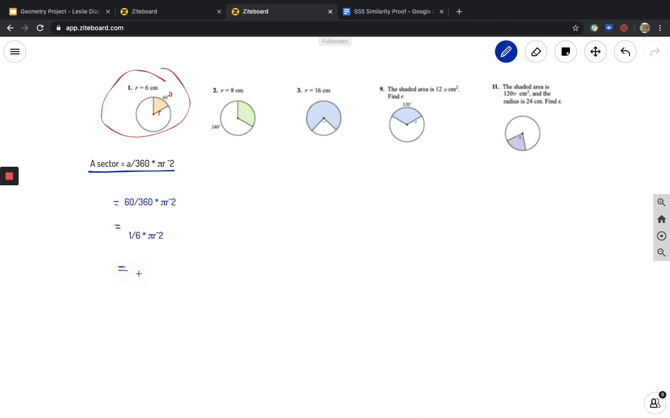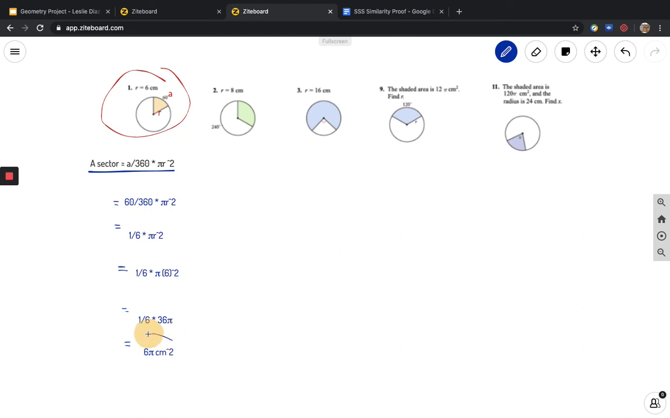Now we know that our radius is going to be 6 centimeters, so it would be pi times 6 squared. 6 squared is the same as saying 6 times 6, which means that our equation will turn into 1/6 times 36 pi. 1/6 would be the same as dividing by 6. So if we divide 36 pi by 6, we would get an answer of 6 pi centimeters squared.